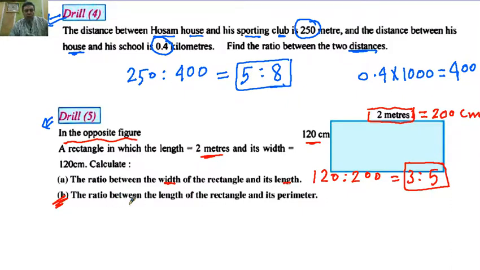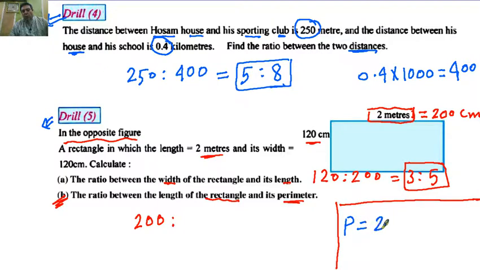Part B: the ratio between the length of the rectangle, length equals 200 centimeter, to the perimeter. We firstly find the perimeter. The perimeter of a rectangle, as we mentioned before, equals 2 times length plus width. Length plus width equals 2 times length 200 plus width 120.